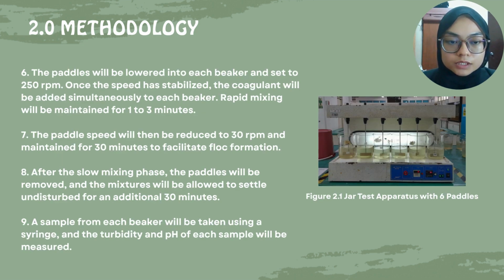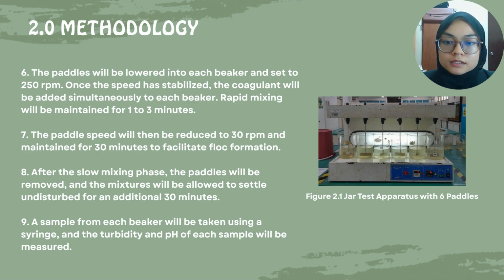After measuring, the coagulant is ready, and we will put the beakers in the jar test apparatus with the 6 paddles. The paddles will be lowered into each beaker and set to 250 rpm. Once the speed has stabilized, the coagulant will be added simultaneously to each beaker, and rapid mixing will be maintained for 1 to 3 minutes.